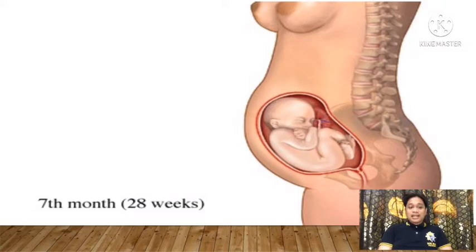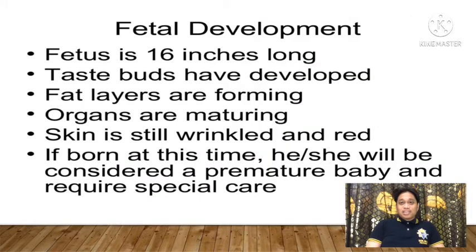Next, we have the 7th month, or the 28 weeks. So at this stage, as you can see, the fetus is now 16 inches long. So it is growing. And here, the taste buds have developed, and fat layers are forming, and organs are now maturing. And also, the skin is still wrinkled and red.